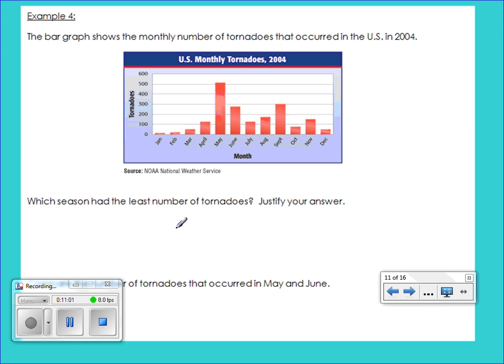Which month? January. Okay, so January had the least number of tornadoes. Let's call this which month. It really doesn't define seasons. Okay, so January had the least, and how do you know that? Because it's lower than all the other numbers. Okay, it has the lowest bar, right?